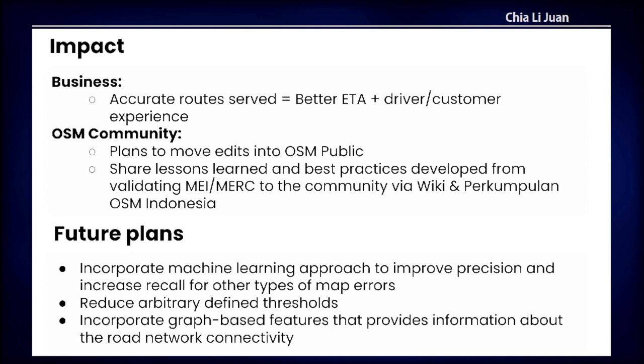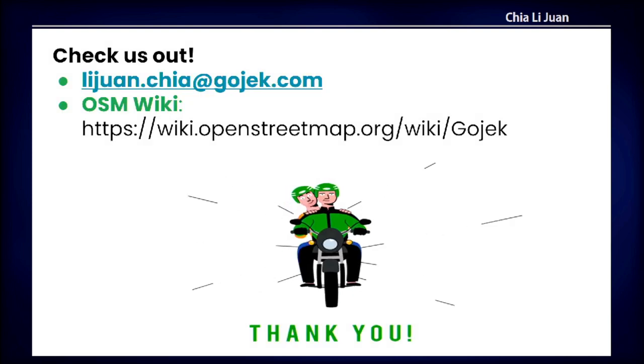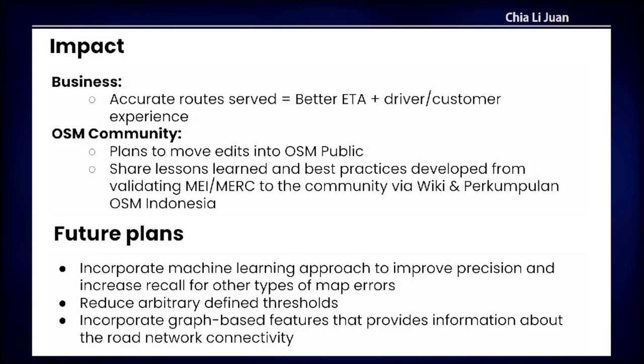We also have further plans to incorporate machine learning approaches to improve the precision and the recall, and to cover other types of map errors. In addition, we want to reduce some arbitrarily defined thresholds in our pipelines. And the last point, which is the most interesting for me, is that we want to incorporate graph-based features that will provide more information about the road network connectivity.